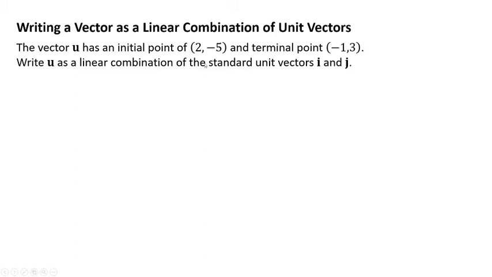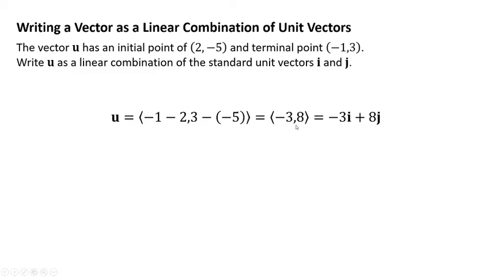The vector u has an initial point here and a terminal point here. Write u as a linear combination of the standard unit vectors i and j. Okay, so let's first of all find out what the components of u are here. We've got starting points and ending points here, and so we're going to have to take the ending point here, subtract off the starting point, so -1 minus 2, and then for the y component we have 3 minus a -5 listed there. Okay, so -1 minus 2, that's -3. 3 minus a -5, that's +8. So the components of u are -3 and +8.